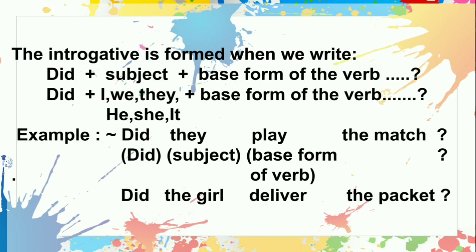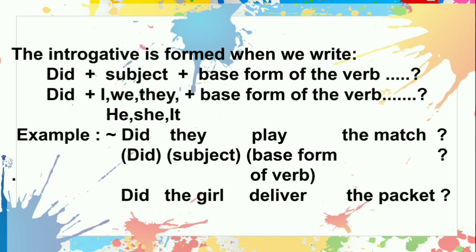The interrogative is formed when we write did plus subject plus base form of the verb. In interrogative, we will keep did at first. Let me see its formation: did plus subject, meaning I, we, they, he, she, it, then plus base form of the verb. And then the most important thing is the question mark.